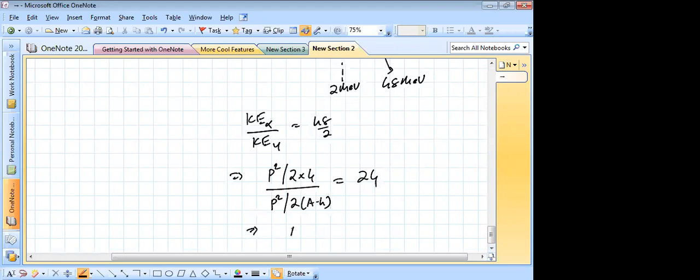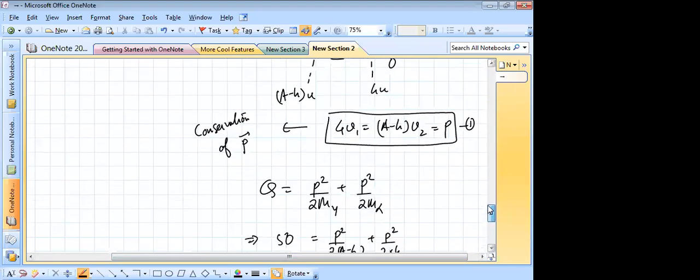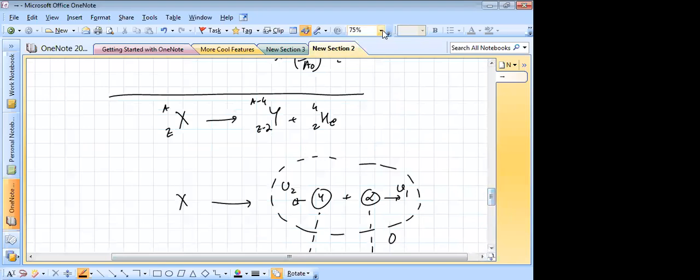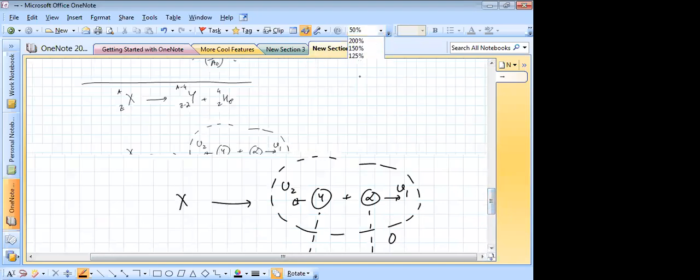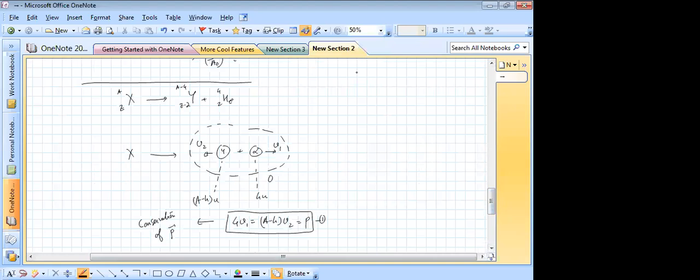So A minus 4 divided by 4 is equal to 24. So A is becoming how much? 24 into 4, that is 96 plus 4. So 100. So capital A, which is the mass number of this one, must be this much. This is how you solve a question like this. Okay, sir.